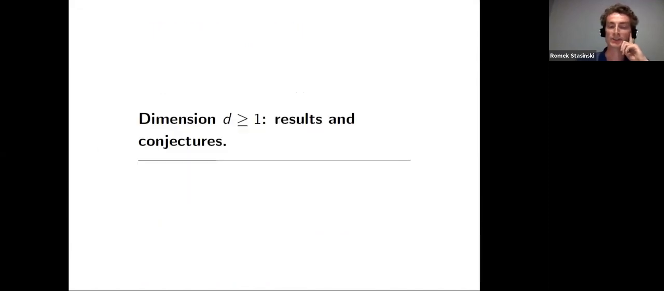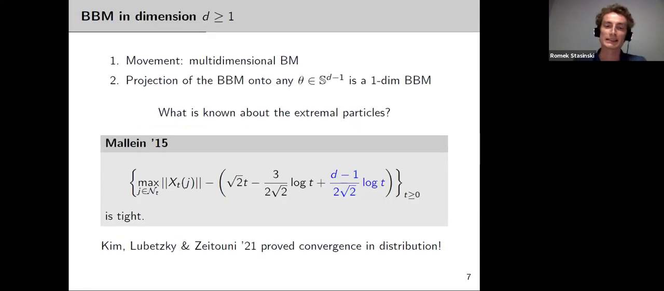Okay, we're now ready to move to the d-dimensional setting. So first of all, what do I mean by the d-dimensional branching Brownian motion? It's exactly the same process as I described at the beginning. The only difference is now that all the particles move according to a multi-dimensional Brownian motion instead of a one-dimensional Brownian motion. An important observation is that if we project our multi-dimensional branching Brownian motion, or BBM in short, onto any particular direction of the unit sphere, we're back in the one-dimensional setting. So we know quite a lot about this.